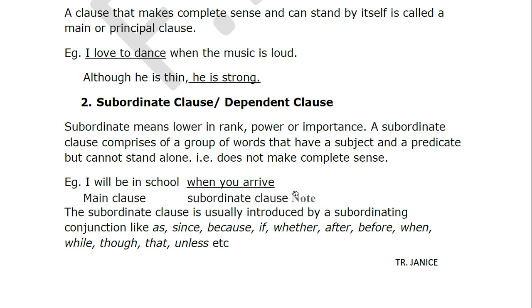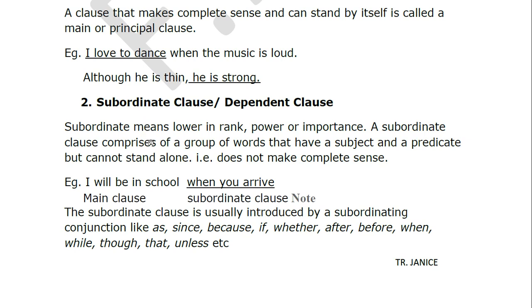So what you should note when you're talking of main and subordinate clauses is that generally all subordinate clauses have a subordinating conjunction or a subordinator. That is a word that joins both the main clause and the subordinate clause. For example, when you see I love to dance, here you see when is there and the music is loud. Here in this, he is strong and this is there, he is thin. So most of the time, when you remove this, it is one complete sentence, and this is one complete sentence, joined by your subordinator.